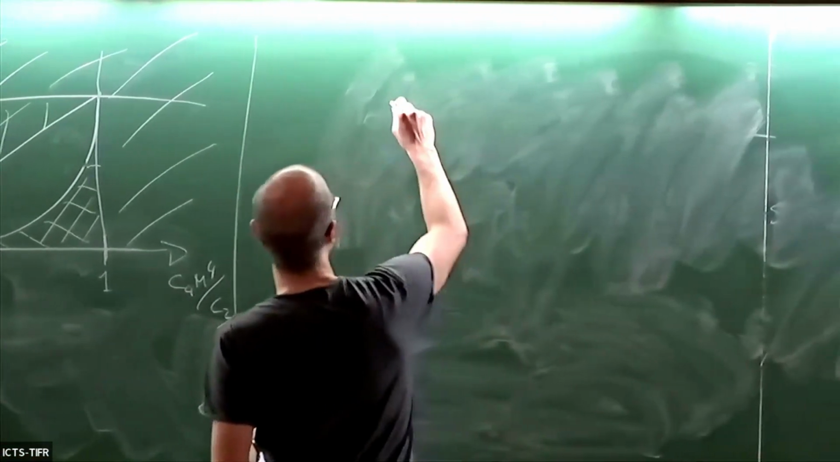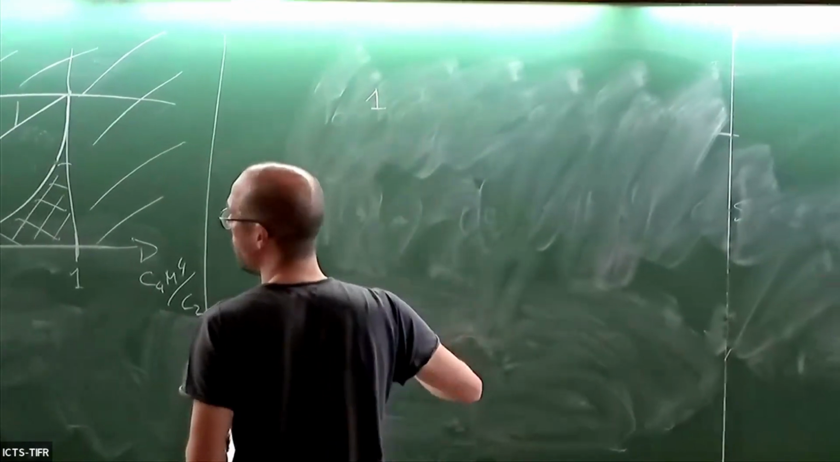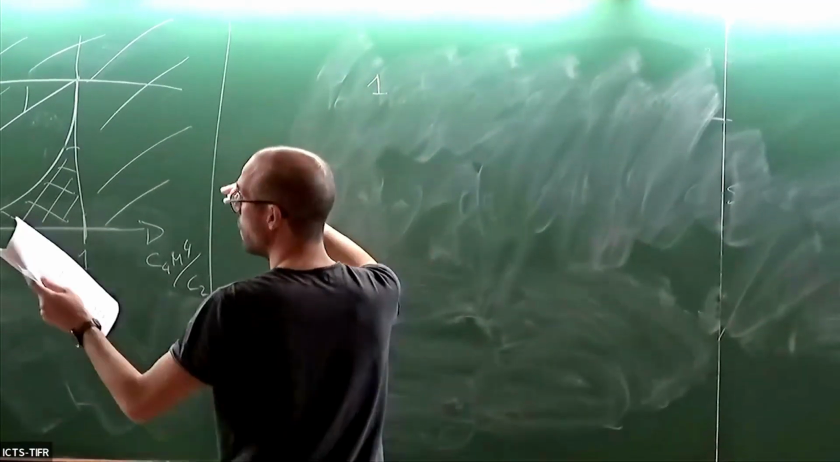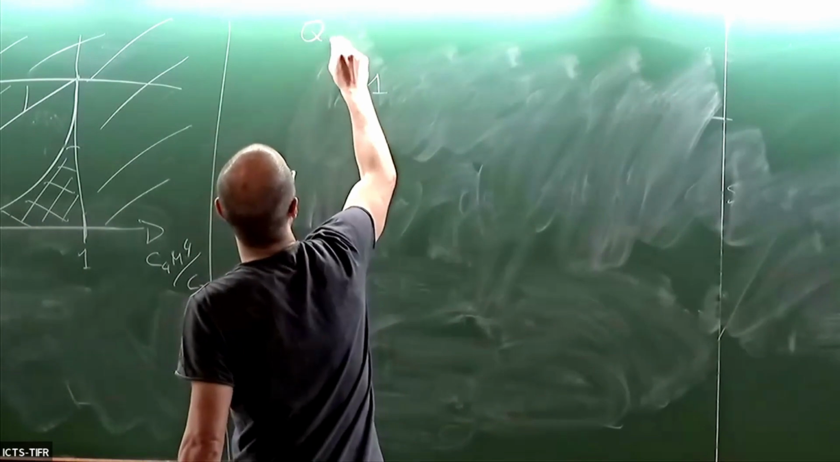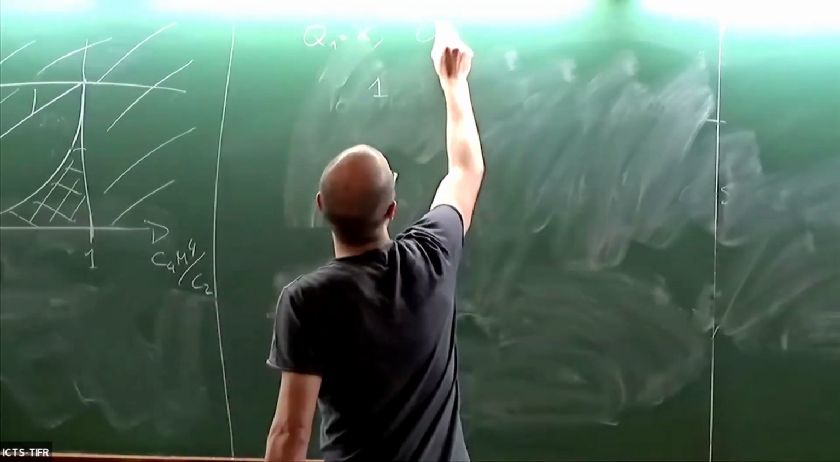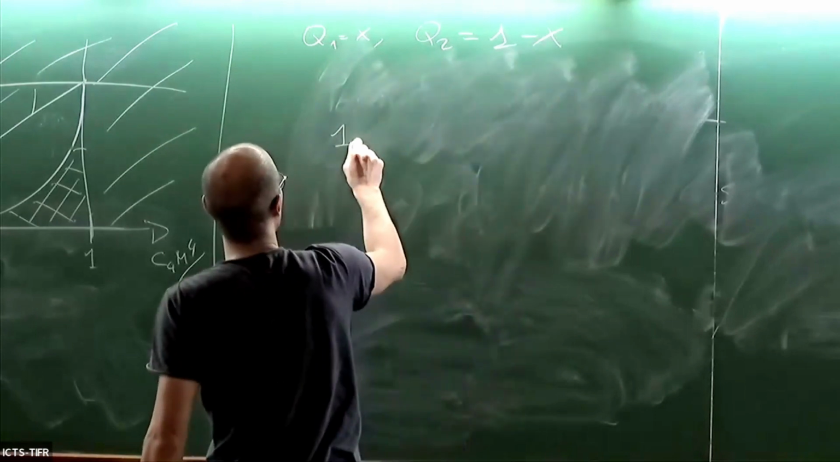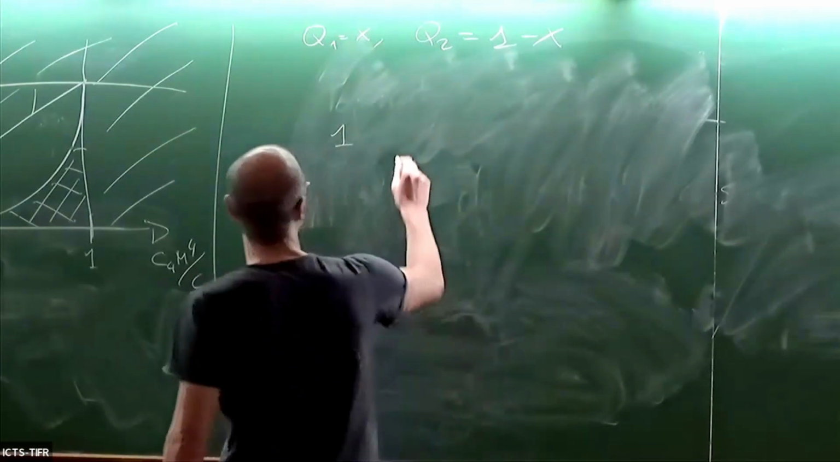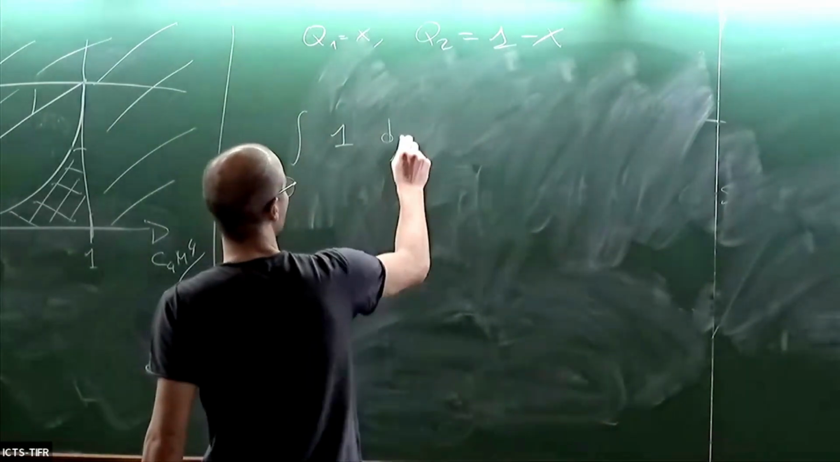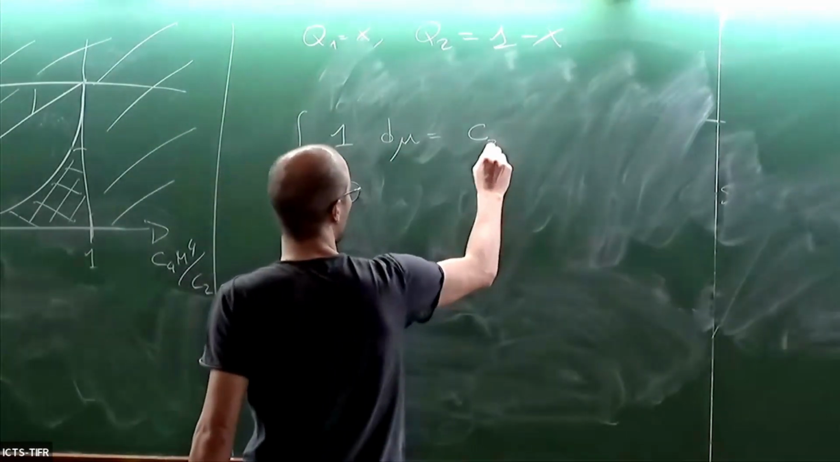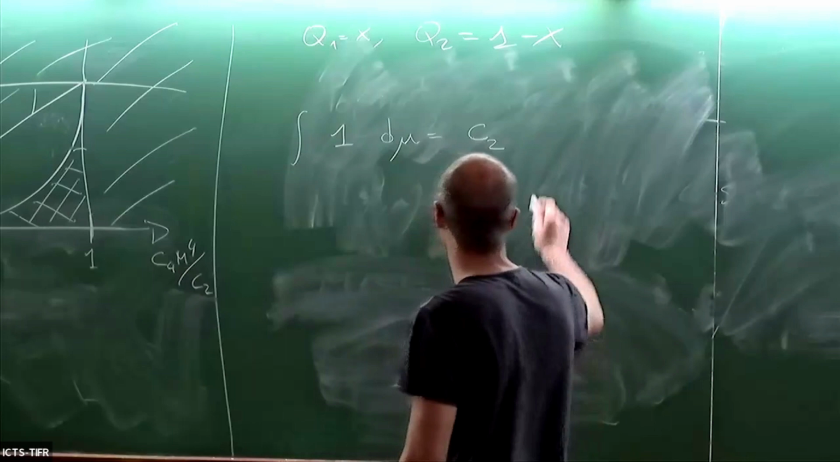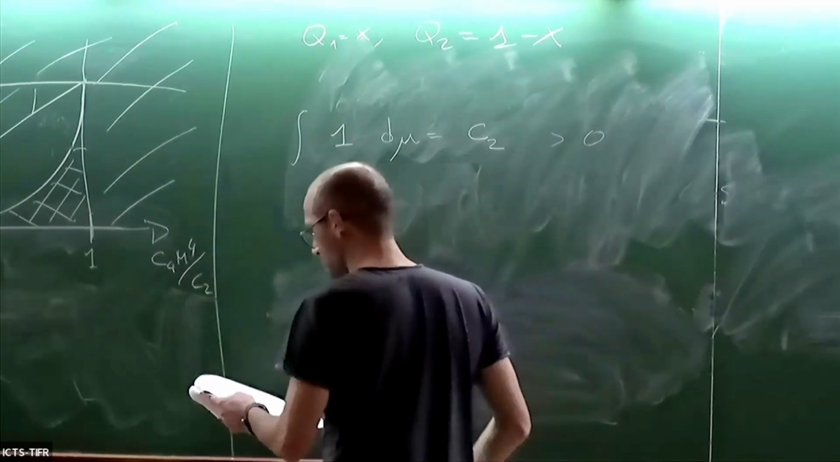So let's take the polynomial constant 1 on the interval 0 to 1. So let's consider our case. Polynomial 1 is positive, so integrated over the measure gives us C2. Okay, positive.